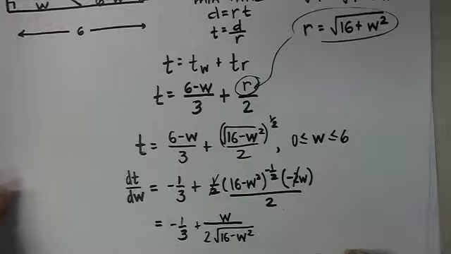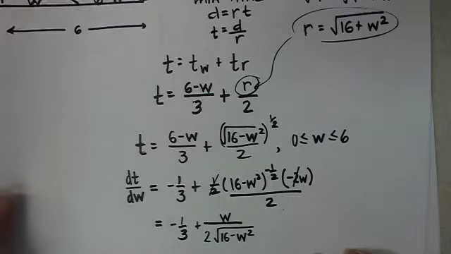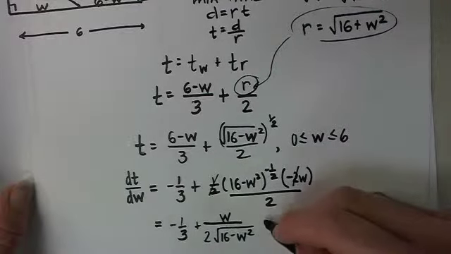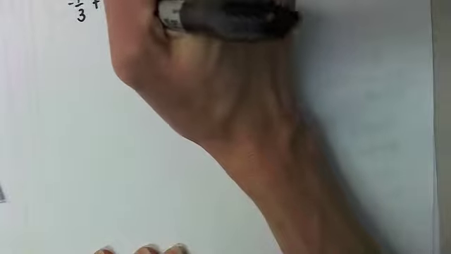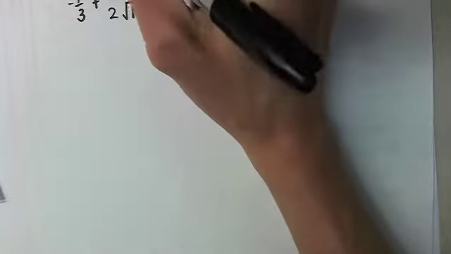All right, so I'm going to flip to a new piece of paper. Hopefully my focus stays, and we'll solve for where this is equal to 0. So negative 1/3 plus w over 2 times the square root of 16.